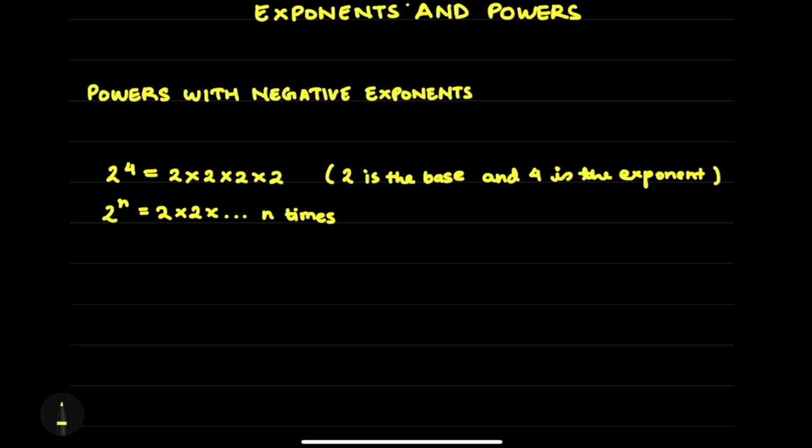So we already know that 2 to the power 4 is 2 into 2 into 2 into 2, where 2 is the base and 4 is the exponent. Similarly, if we do 2 to the power n, then we have 2 into 2 into 2, and that is for n times. And using this as the base, let us now understand what a negative power actually means.